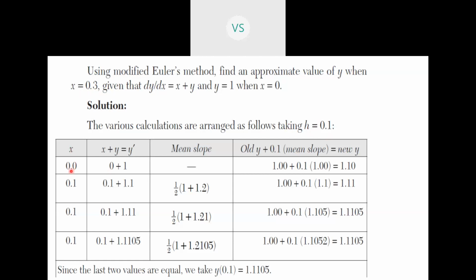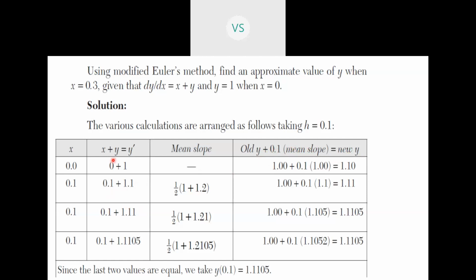Now the first initial value of x is 0. What is the equation? The function is x plus y. We have written the function over here as x plus y. Now we have written the formula over here: old y plus 0.1 into mean slope is equal to new y. This is our modified Euler's formula. This is the regular formula.